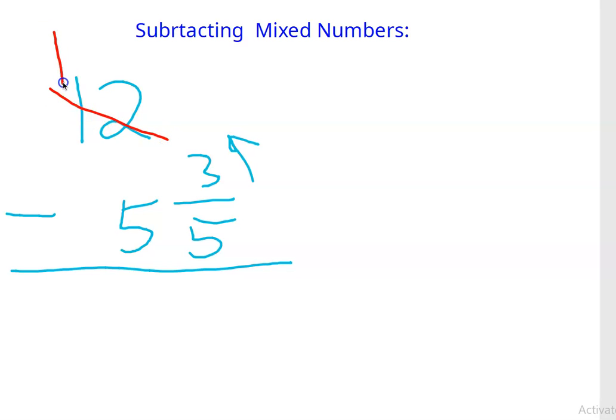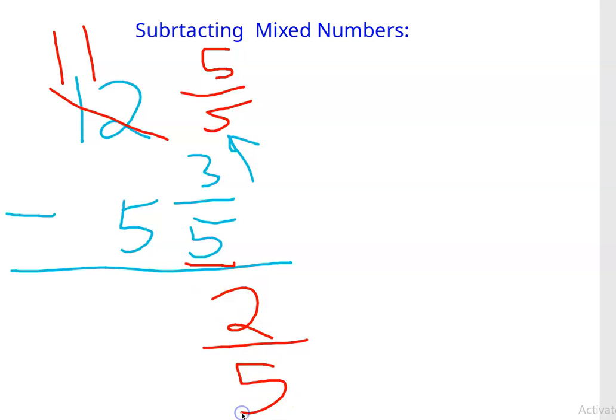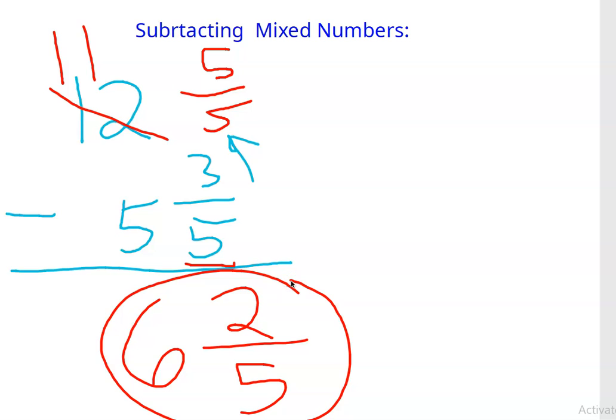12 minus 1 is 11. We take our denominator 5 and put it over itself. And now we have 11 5/5 minus 5 3/5. So 5/5 minus 3/5 is 2/5. 11 minus 5 is 6. And 2/5 cannot be simplified. So 6 2/5. All right, those are the types of problems you're going to see in this section. Always check to see if they can be simplified. I don't think any of the ones that we did today did, but in any event, that is something you have to check.